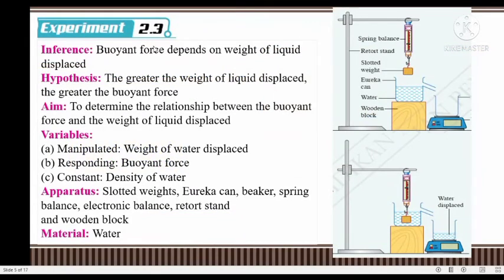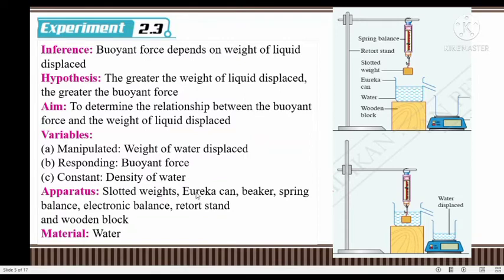Okay, let's look at experiment 2.3. You can refer to your textbook. This experiment is to relate buoyant force and weight of liquid displaced. Inference: buoyant force depends on weight of liquid displaced. Hypothesis: the greater the weight of liquid displaced, the greater the buoyant force. Aim: to determine the relationship between buoyant force and weight of liquid displaced. Manipulated variable: weight of liquid displaced. Responding variable: buoyant force. Constant variable: density of liquid, or water in this case.